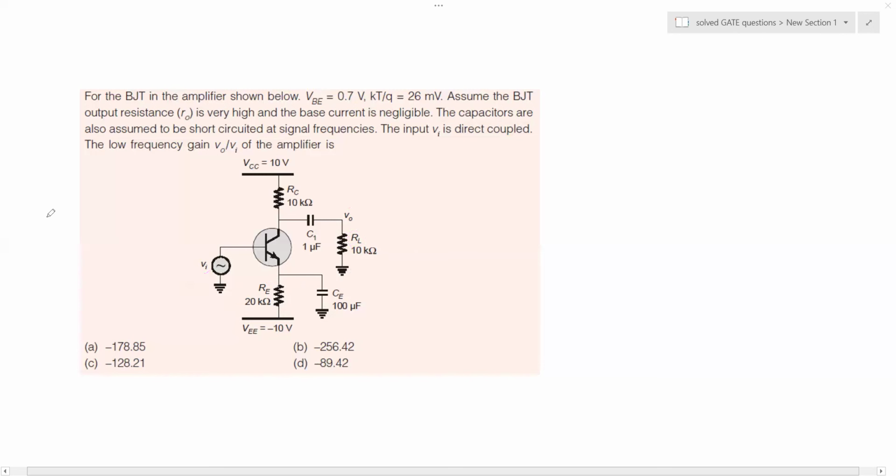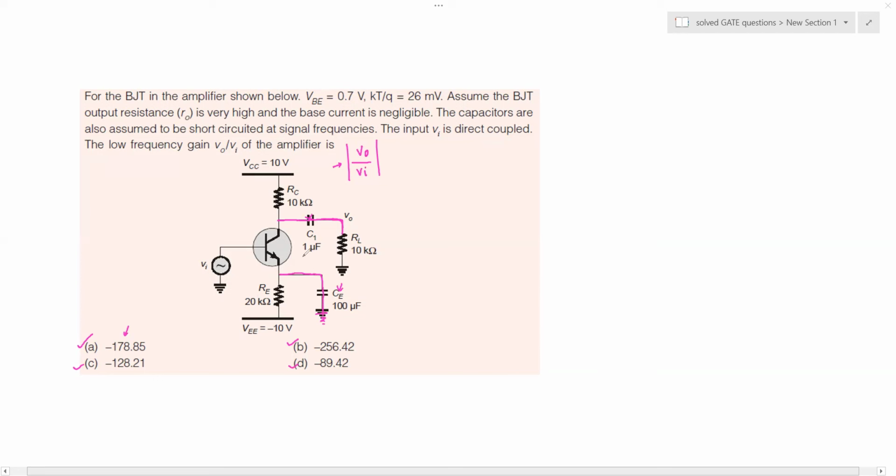So let us solve this. How can we solve this? We basically want VO over VI, that's the magnitude of the signal. There are four options: A, B, C, and D, and four values are given. Of course, if we don't take the magnitude, the output would be negative of the input because it's an inverting amplifier.